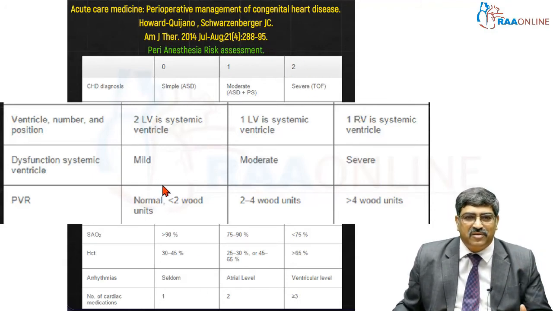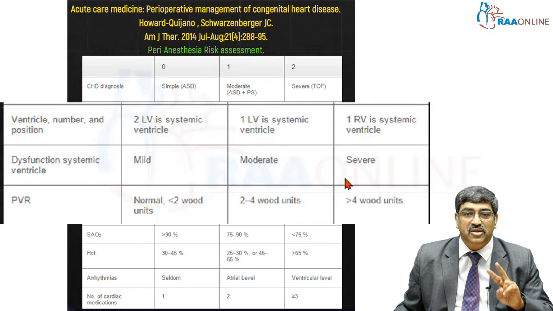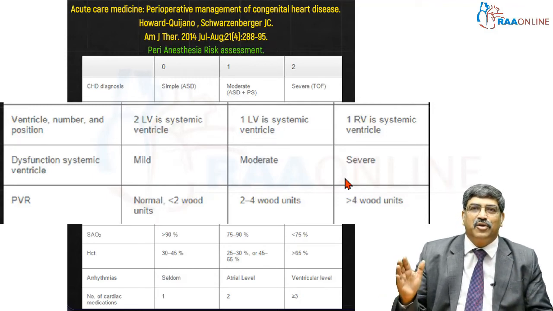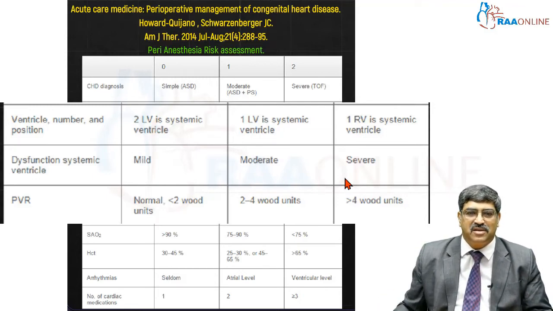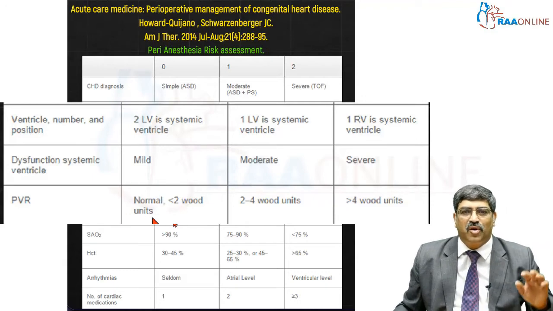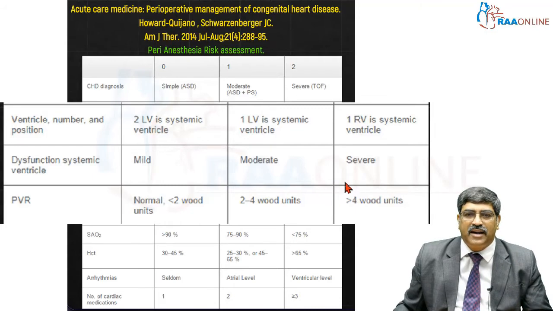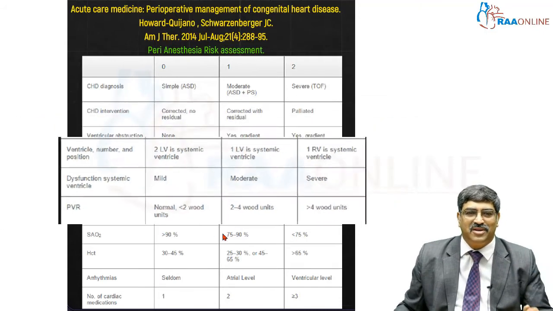Coming to ventricular dysfunction, if it is mild, it is 0. If it is moderate, it is 1 point. If it is severe dysfunction, it is 2 points. Coming to pulmonary vascular resistance, if it is normal, 0 points. Between 2 and 4, it is 1 point, and greater than 4, it is 2 points.